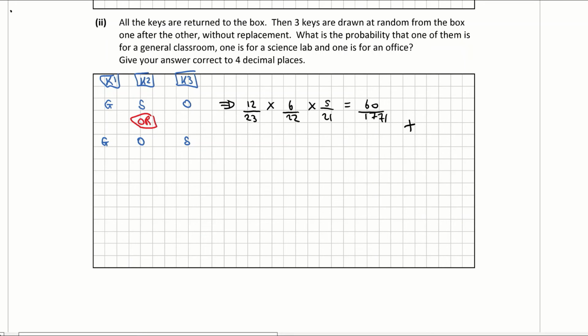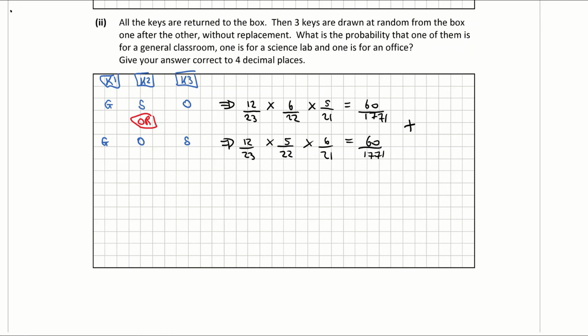So we need to add on these fractions. Now, what's the probability of getting a general, an office, and a science? Well, they're basically the exact same. The order is just changing. So I've general being 12 out of 23. I have an office being 5 out of 22. And I have a science being 6 out of 21, which is still giving me the same answer. I'm still multiplying the same numbers to get me 60 out of 1,771.